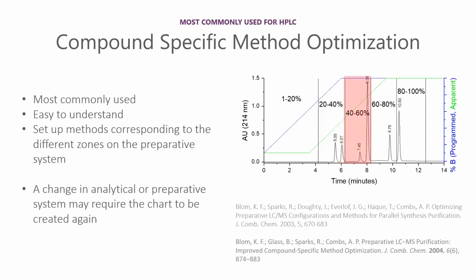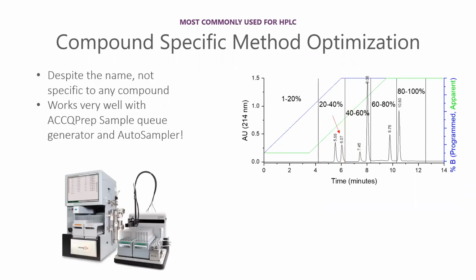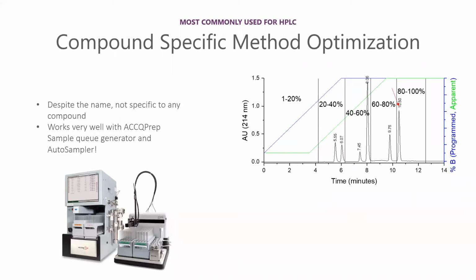Each zone defines a different gradient method. Despite its name, this method isn't specific to any compound. This peak or this peak would elute late in the focused gradient, while this peak would elute early in the gradient and may not be well resolved from early eluting impurities.